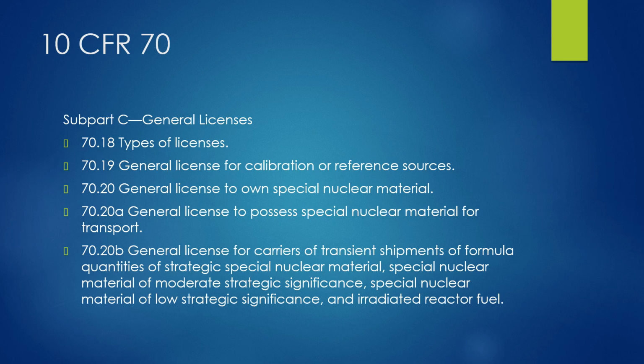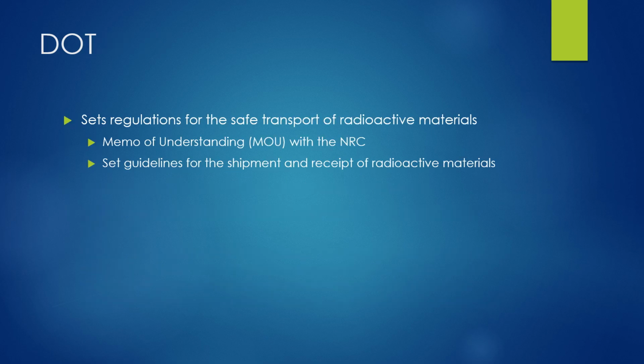10 CFR 70, subpart C, talks about the types of general licenses. One thing I want to note is it has the types of licenses there and then also licenses for calibration or reference sources. You need a license to be able to do that. License to possess special nuclear material for transport. License for carriers of transient shipments. So there are lots of different types of licenses for facilities or for companies, not just the nuclear medicine license that you guys have been taught about.